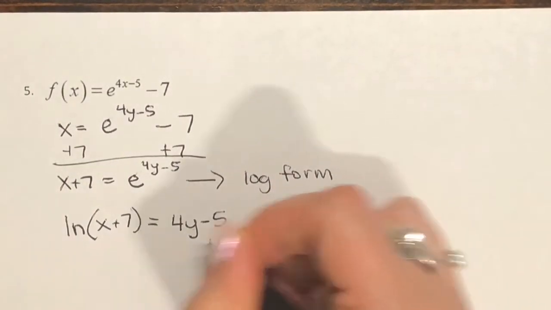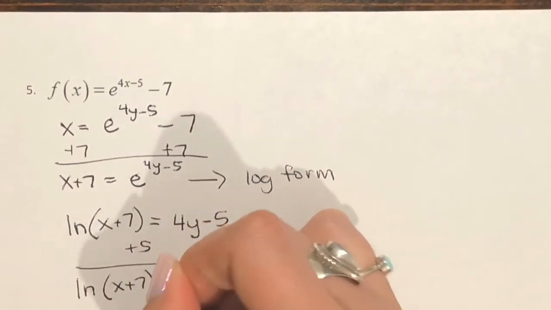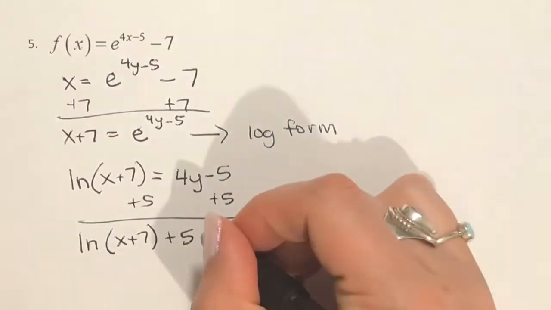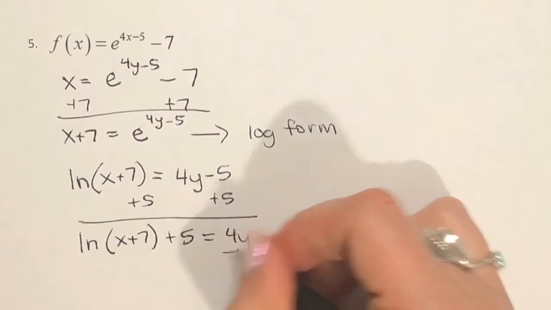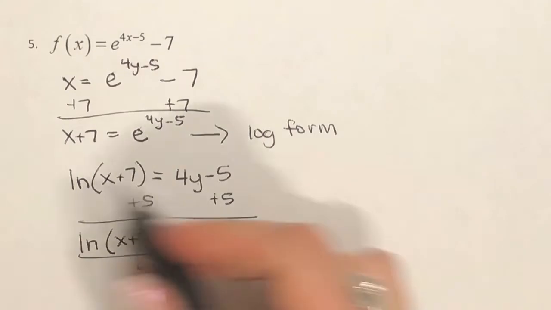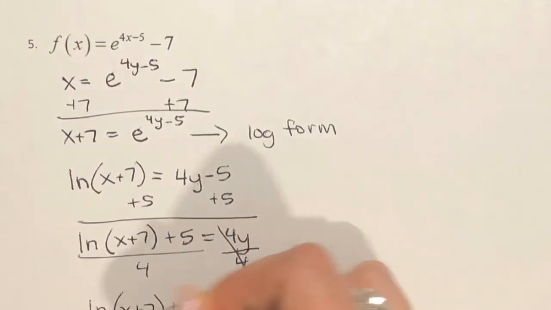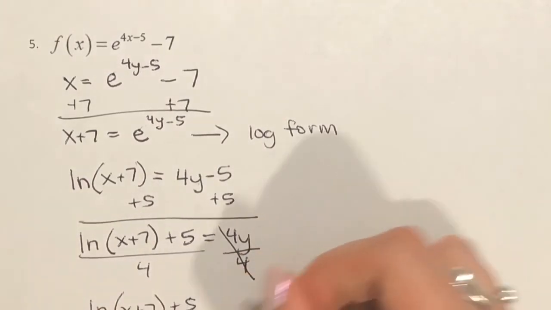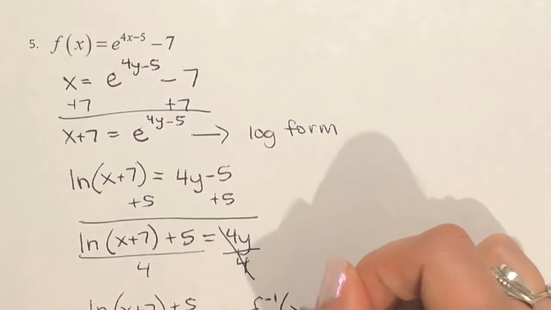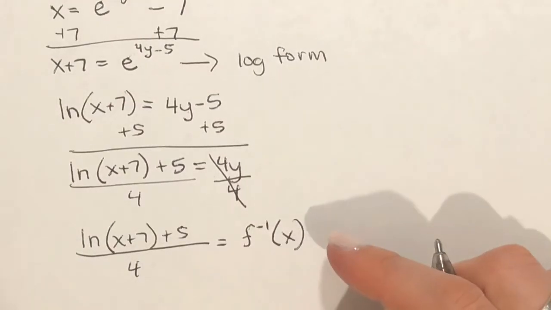So to get it alone, let's add the 5 over first. And we have the natural log of (x plus 7) in the parentheses, and then the plus 5 on the outside. And that equals 4y. So then just one more step, get rid of that 4 by dividing by 4. And so you have this lovely fraction here, natural log of (x plus 7) plus 5, all divided by 4. And that would equal y, or again, we like to go back to that fancy f to the negative 1 of x notation. And that is the proper notation for it.